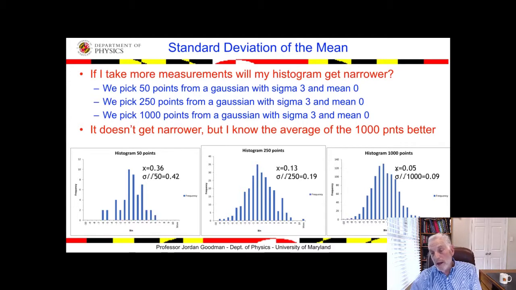Here, this particular one, it isn't always going to be within one standard deviation, but 2/3 of the time it will. So here I got an average x of 0.05, and sigma over the square root of 1,000 is 0.09. So you can see here, I know the mean 4 times better, I'm really getting a better estimate of the mean. So that's why we take multiple measurements, and that's what the standard error of the mean means.